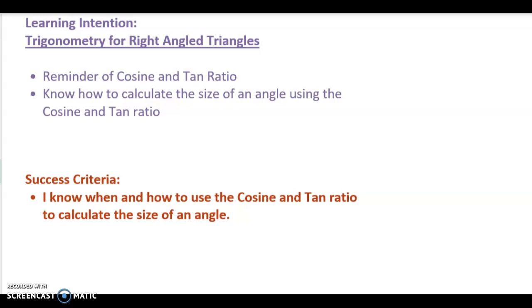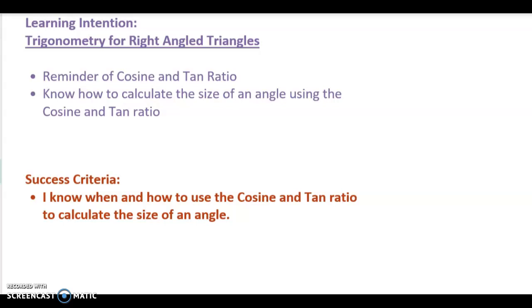Hello and welcome to Lesson 8 for Trig for right angled triangles. We're going to have a quick reminder of the cosine and tan ratio today, and then we're going to look at how to calculate the size of an angle using the cosine and the tan ratio. You'll know you've been successful if you can correctly calculate the missing angle in the triangle using either the cosine and the tan ratio.